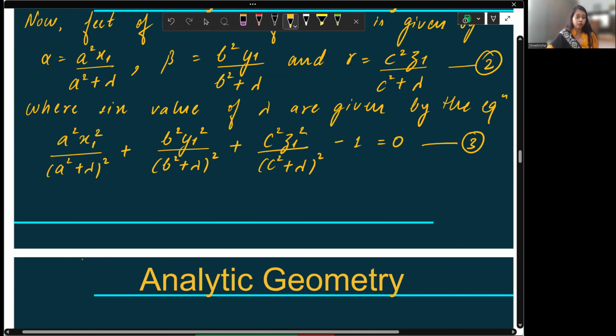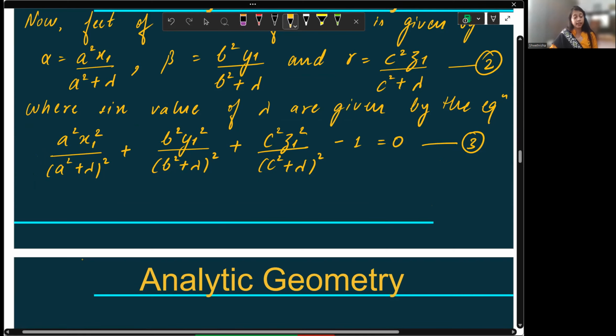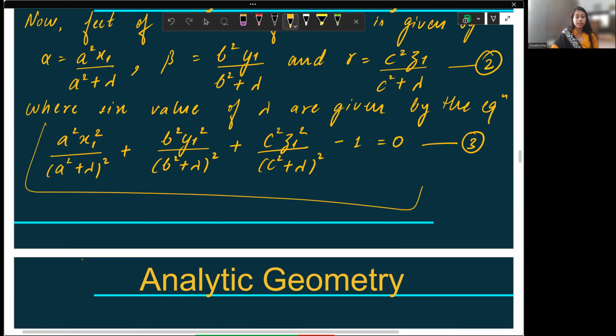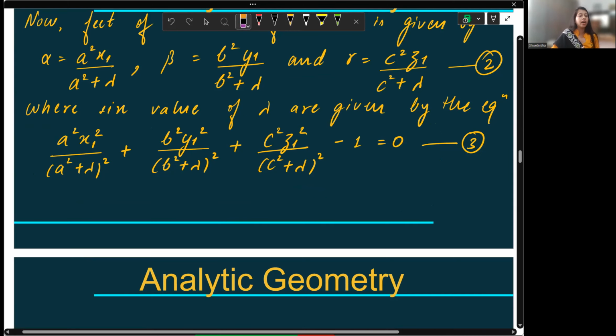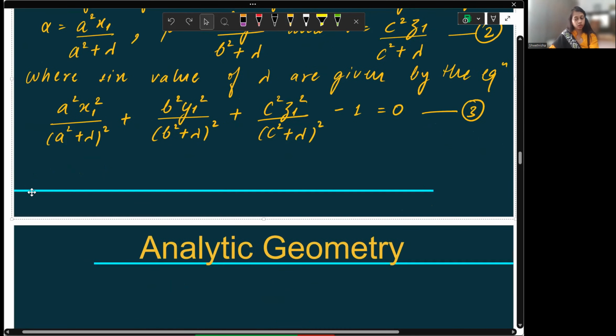So third equation, if you look closely, this is an equation in lambda. What is the degree of this equation? 6. Here I have 2, here I have 2, here I have 2. So I'll take the LCM, I'll get 6. So a 6-degree polynomial is formed in terms of lambda. That means this can give me 6 values of lambda, and those 6 values of lambda will give me the corresponding coordinates of 6 feet of normal to the ellipsoid, right?